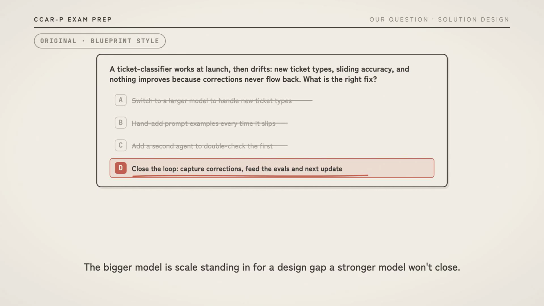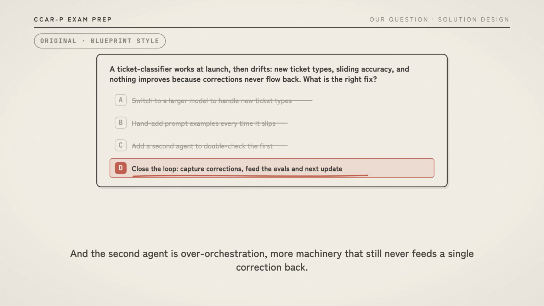The bigger model is scale standing in for a design gap a stronger model won't close. Adding examples by hand is a knob you keep turning forever instead of a loop that improves itself. And the second agent is over-orchestration, more machinery that still never feeds a single correction back.